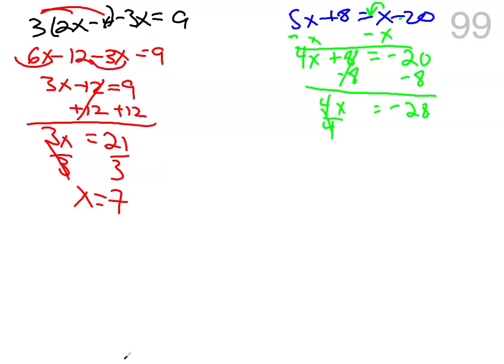Now I divide by 4, and x equals -7. And that's the correct answer.